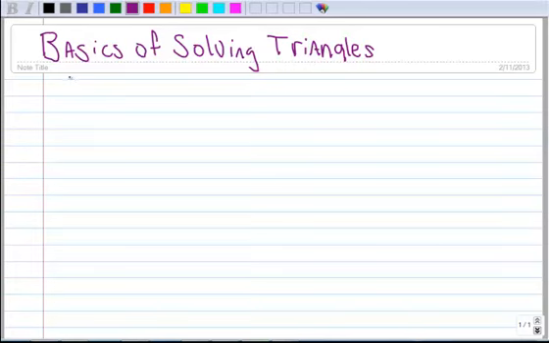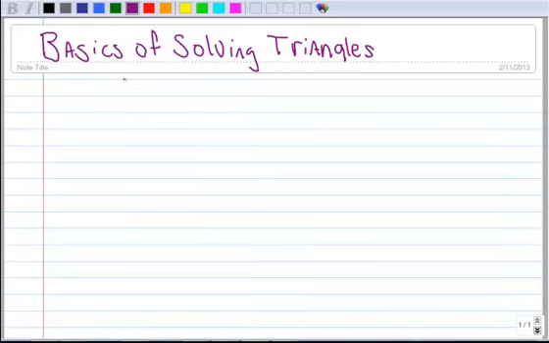Alright, let's talk about the basics of solving triangles, because it's a lot more than just finding a side or an angle. There's a whole process and procedure you should follow to do these triangles, and if you get them down before it becomes a story problem, it will be so much easier.